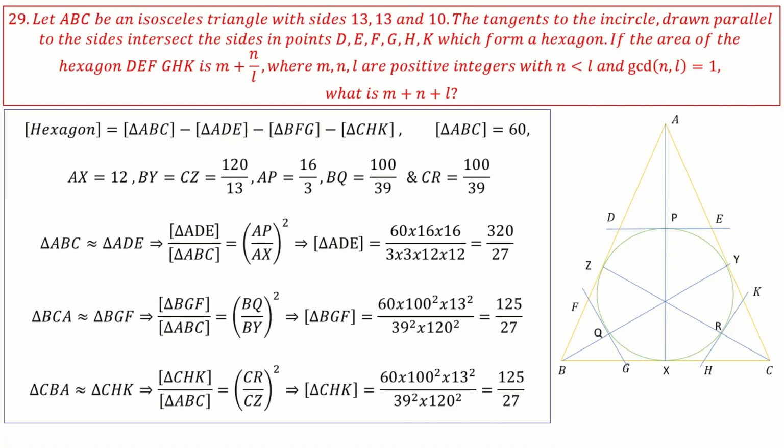Now you have all the required information here. Triangle ABC is similar to triangle ADE, which means their areas are in the ratio of AP by AX whole square. So from that I can get my ADE area, which is nothing but 60 into 16 into 16 divided by 3 into 3 into 12 into 12, which is 320 by 27. This is my area of ADE. Similarly, I can find my BCA.